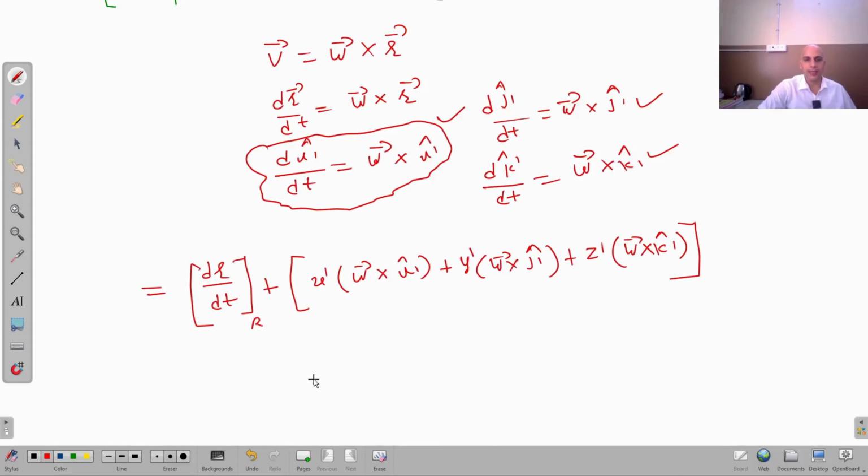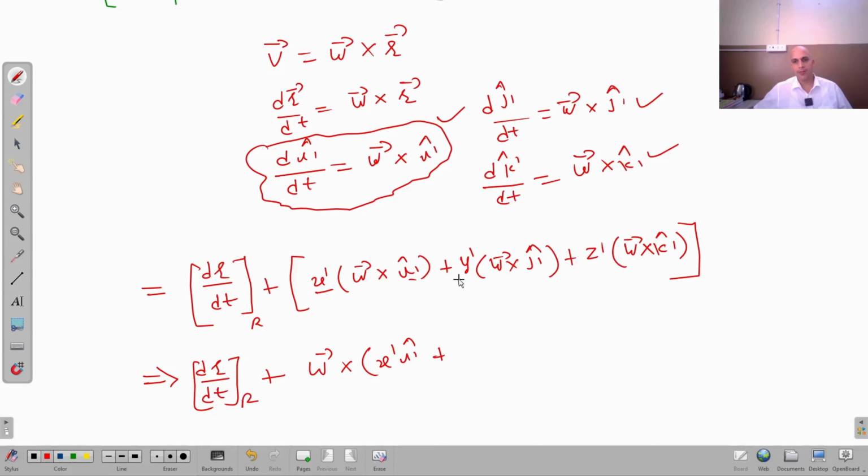Now I can write it in this way also further. dr upon dt rotating plus, I took omega outside, cross, I multiplied x dash i dash plus y dash j dash plus z dash k dash. This is the thing that I got here.